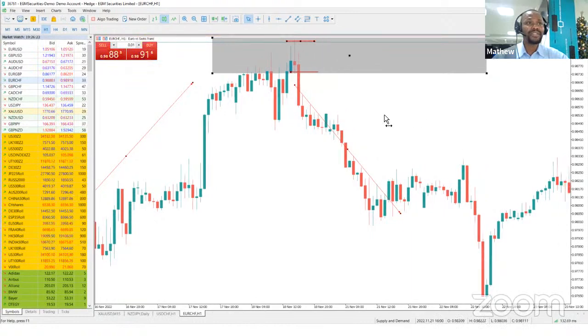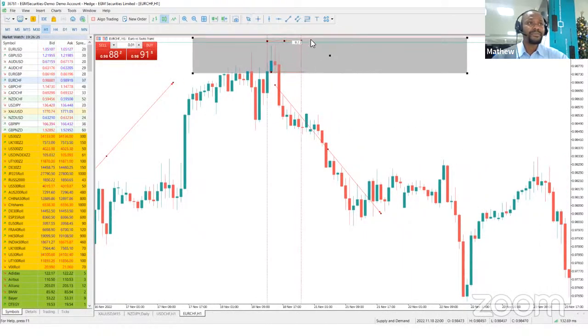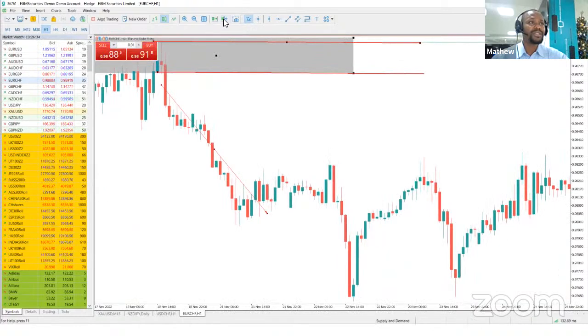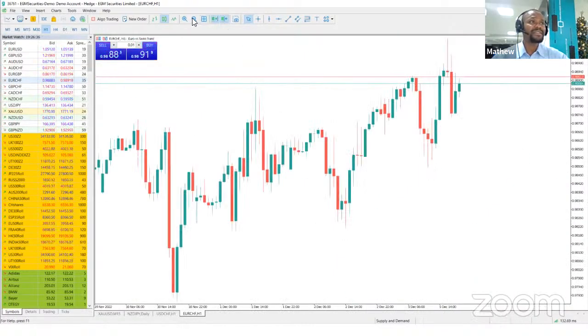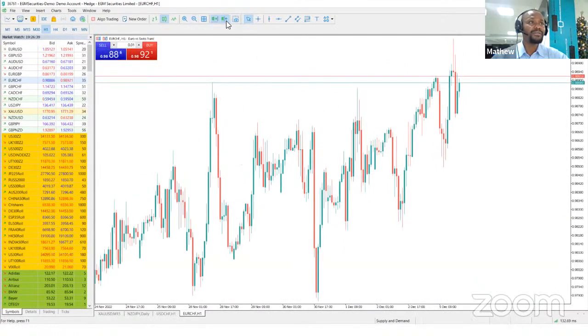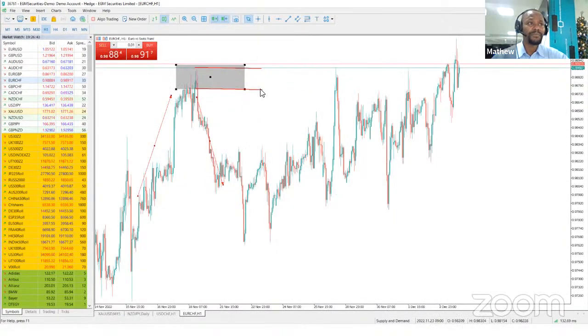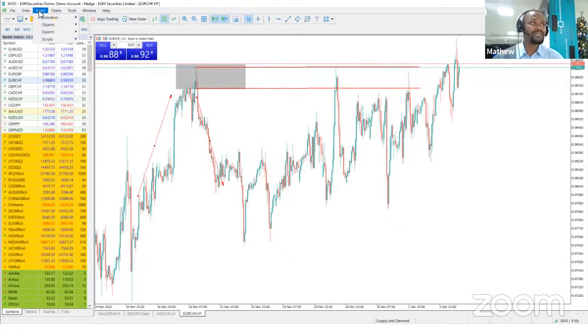So if I choose to extend those levels, that channel to the right, and we want to see what actually happened when the price hit that level. So if I extend that channel, you will realize that that supply zone was actually a valid one.